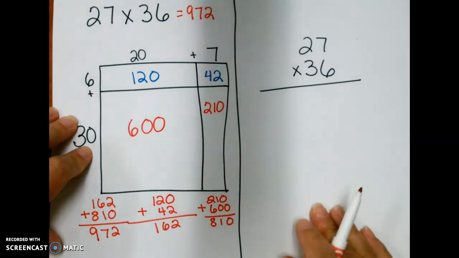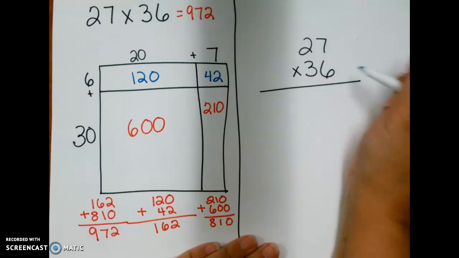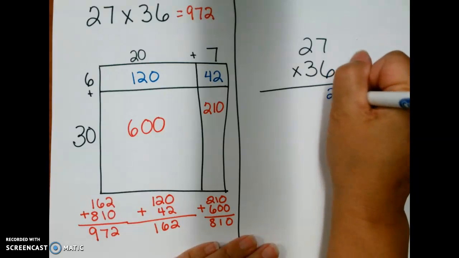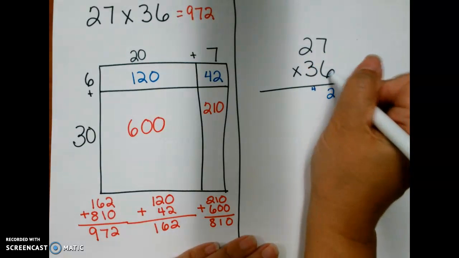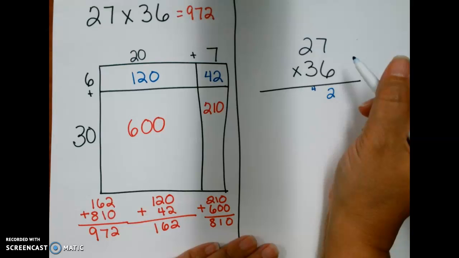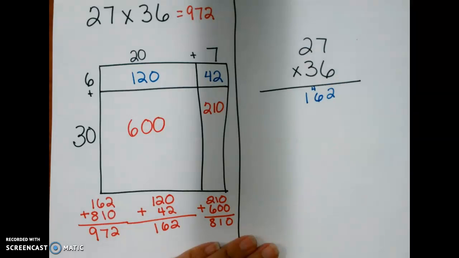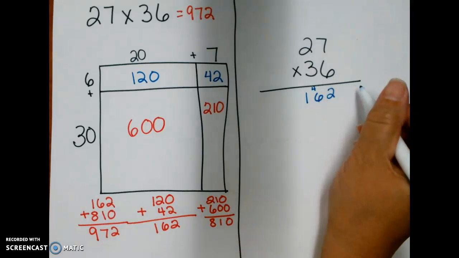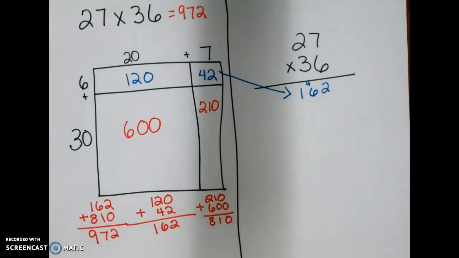Let's see what happens when I do it over here in my standard algorithm. So again, 6 times 7 is 42 ones, which is 2 ones, 4 tens. 6 times 2 tens is 12 tens, or 120, plus 4 more tens is 16 tens, or 162, which is right over here. So that step goes with that. Okay, let's do the second step.